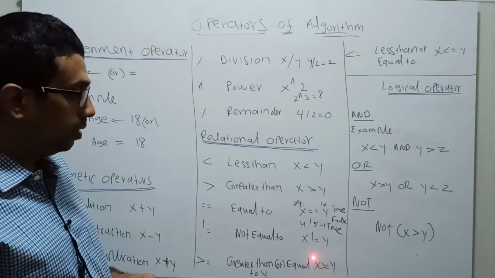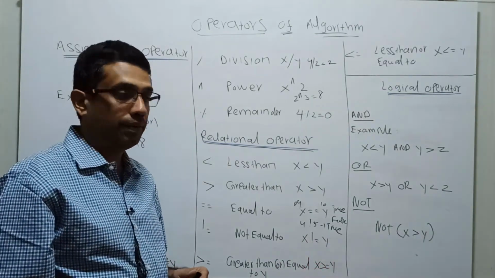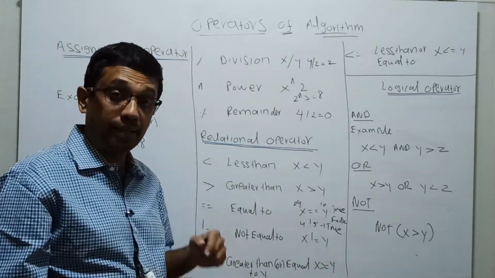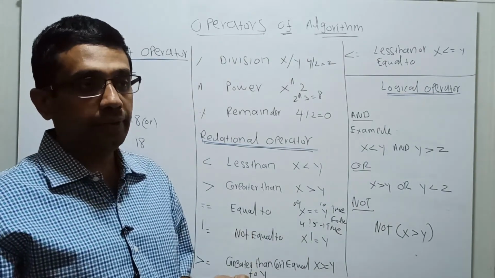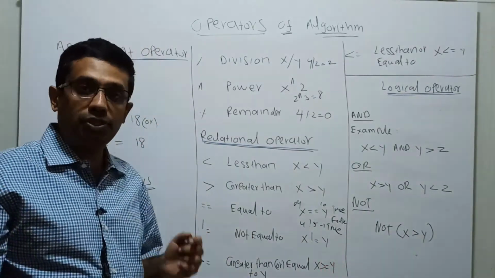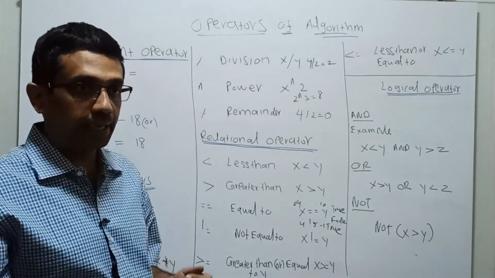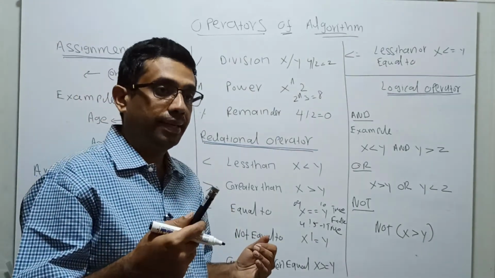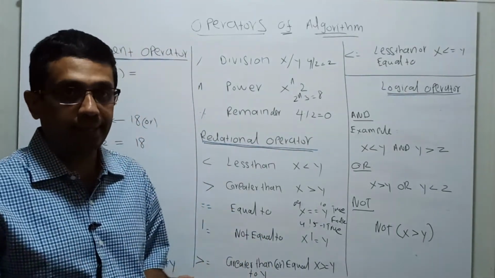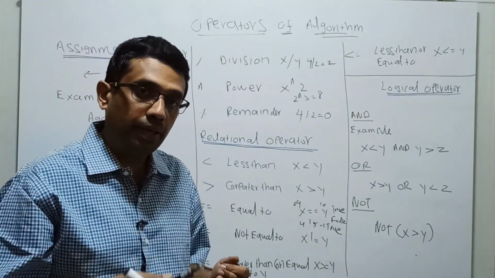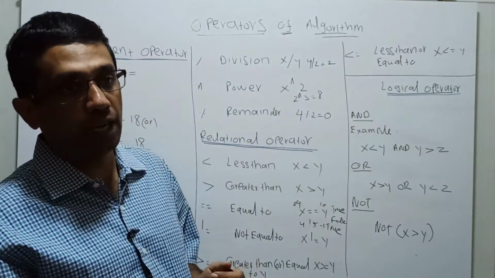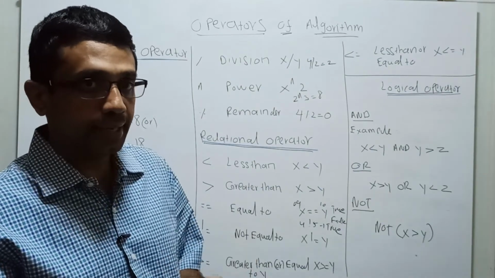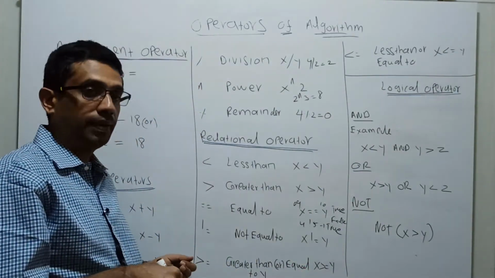For example, 6 greater than or equal to 5 is true. 5 greater than or equal to 5 is true. If the value on the left side of the operator is greater than or equal to the variable or value on the right side, it will return true. Otherwise, it will return false.